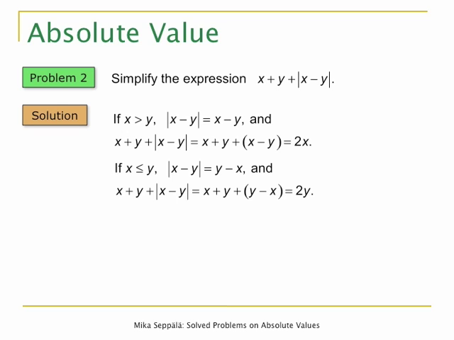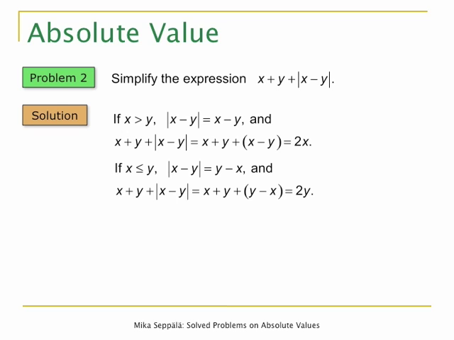And x plus y plus the absolute value of x minus y is, in this case, x plus y plus y minus x. Now x cancels out. So this is 2 times y.